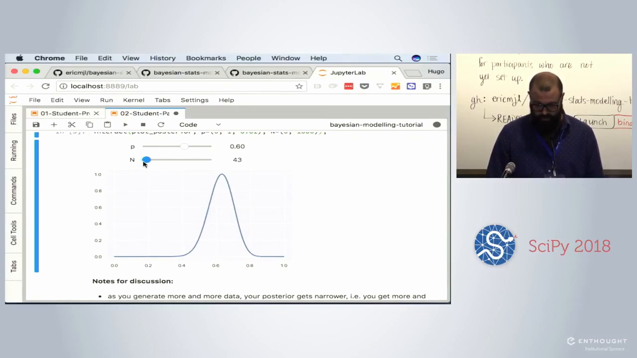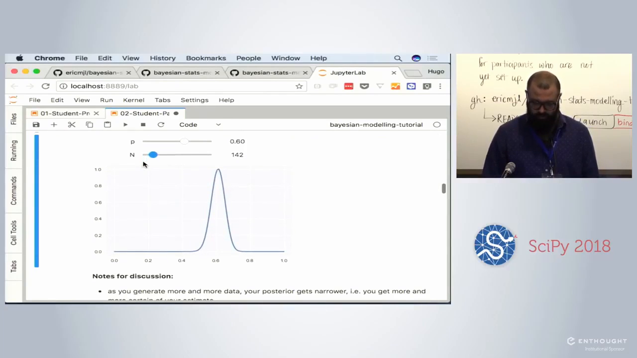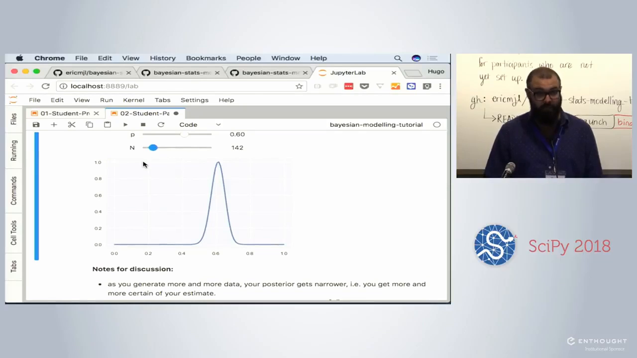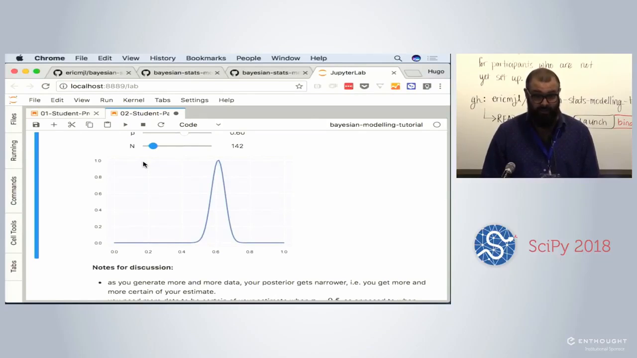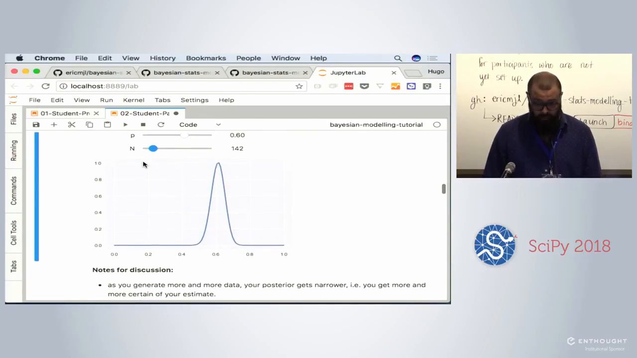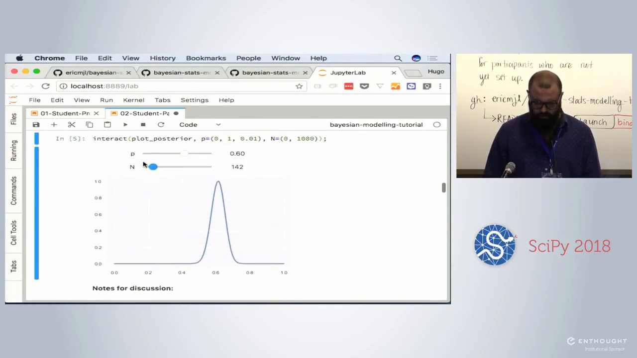So I'm using the right arrow here after clicking on one. We'll slowly see that the spread of the posterior gets smaller and smaller, okay? So I've said that in a note, that as you generate more and more data, your posterior gets narrower. You get more and more certain of your estimate, okay? So your uncertainty decreases, and that is a very important takeaway from this workshop.